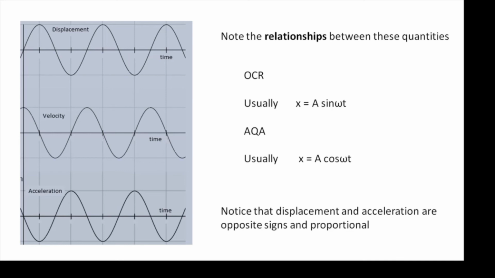For OCR, we usually have x equals A sine omega t. Just as a note, if you're doing AQA, then it's usually x equals A cos omega t. But notice that the displacement and acceleration are opposite signs. They're 180 degrees out of phase, or pi radians out of phase, and they are proportional.